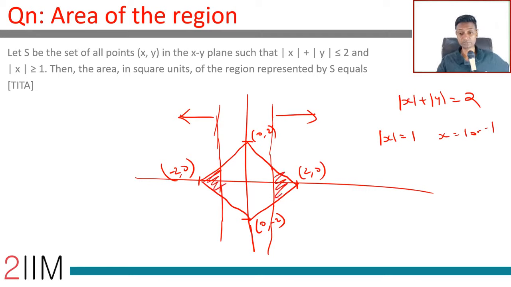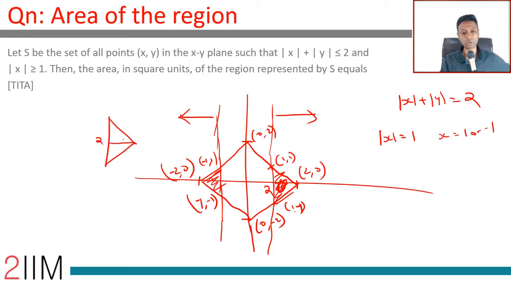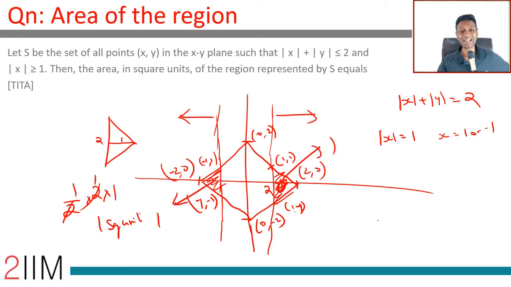Represented by S is this. What are the points here? This point will be (1, 1). This will be (1, minus 1). It will be (minus 1, 1), (minus 1, minus 1). This region. If you find one area, we can find the other. This distance is 2. Height is 1. So we have a triangle with base 2 and height 1. Area would be half into 2 into 1, just 1 square unit. Here there is 1 square unit. Here there is 1 square unit. The area in square units represented by S is 2 square units.